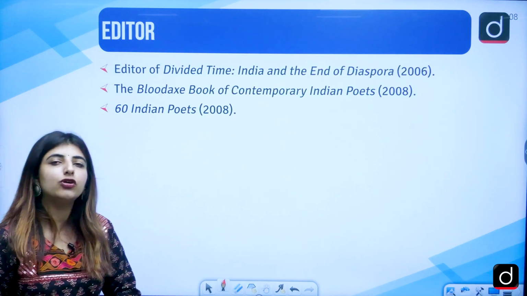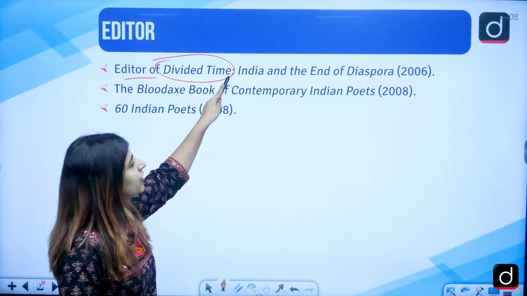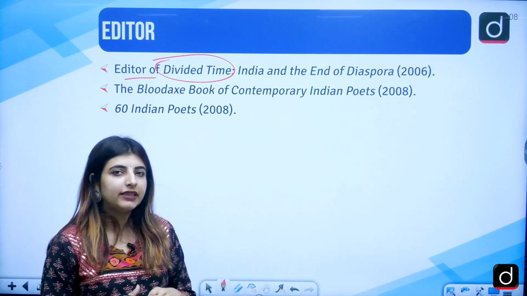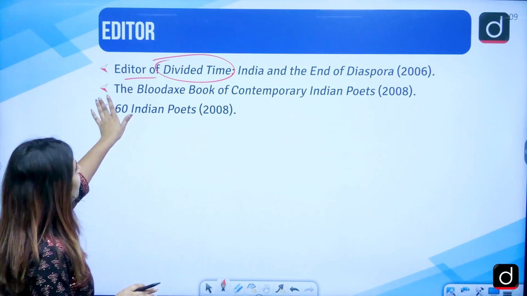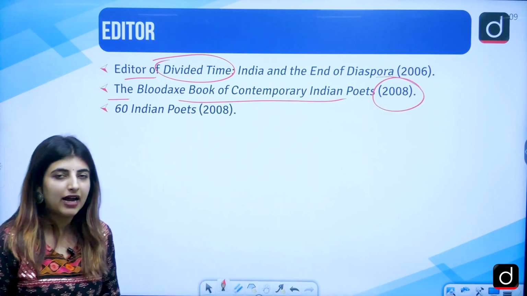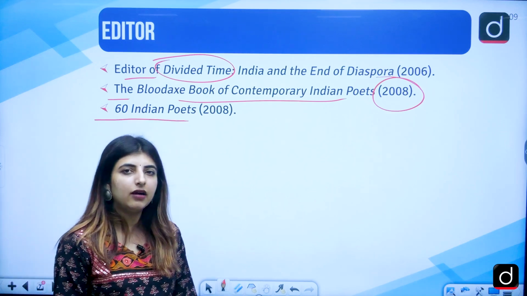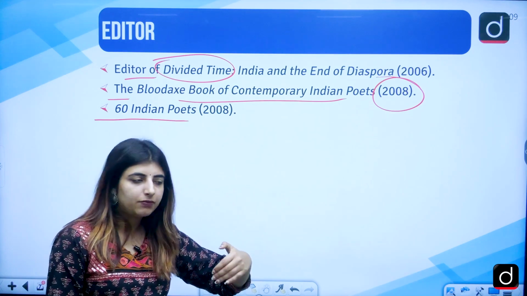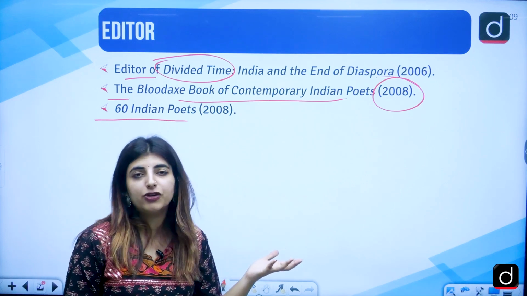Moving ahead, he has also been an editor to different things. He was the editor of The Divided Time, which has a subtitle, India and the End of Diaspora. He was editing this particular book, which was published in the year 2006. The Bloodaxe Book of Contemporary Indian Poets, published in the year 2008, he had been an editor to that as well. And 60 Indian Poets, again published in the year 2008. So, apart from being a poet and a novelist, he had been an editor as well, and he was a musician, as I already told you, correct?